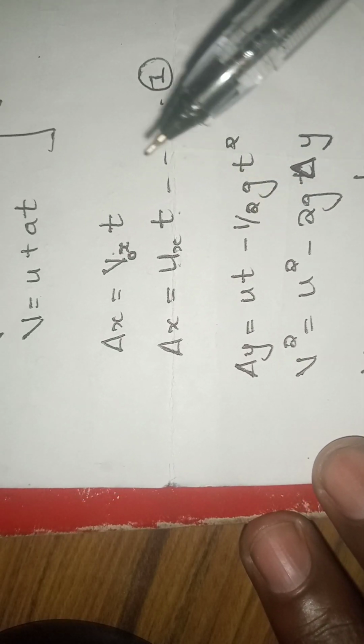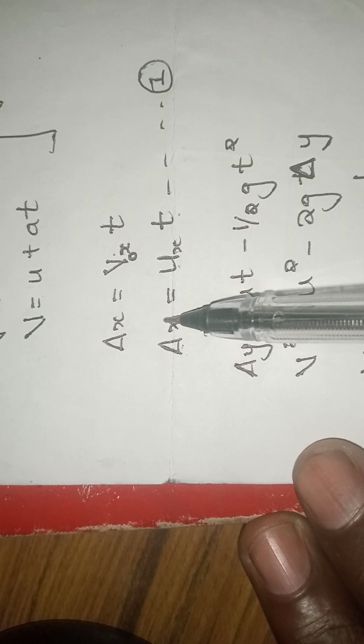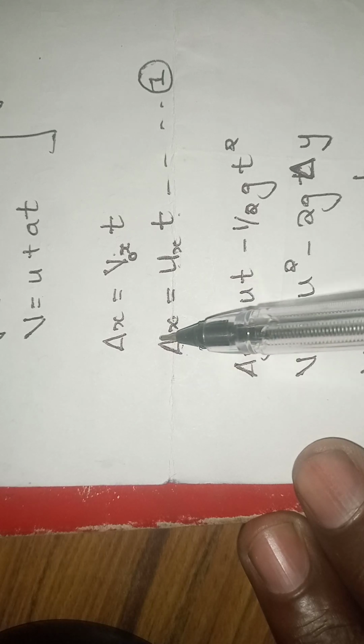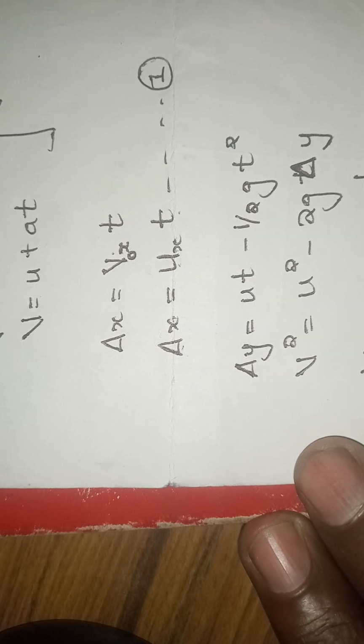So guys, these are the equations that are used under projectile motion. Then you have things like the horizontal range. The horizontal range, they're just referring to the distance, which is delta x. Then if they want you to calculate the time, you're just going to use these three equations. So this is the basics of what we call projectile motion.